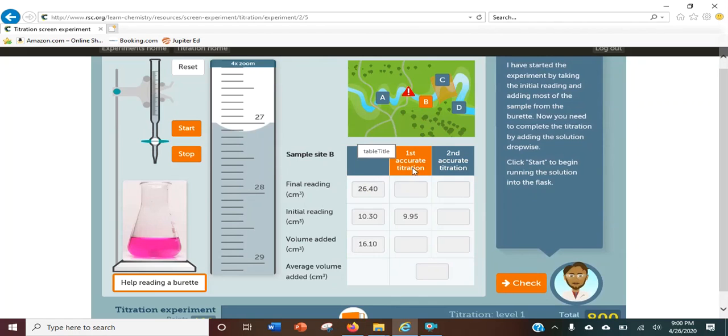Now you're going to repeat the experiment twice to get the first accurate and the second accurate titration data. All right, so you're going to do the rest on your own. Once you're done, you can resume this video. So pause this video now.